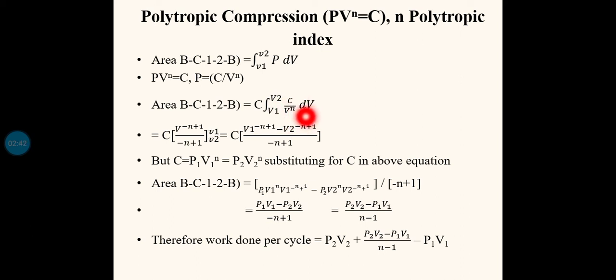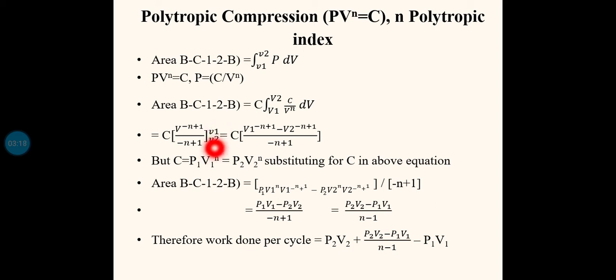Now C is a constant, therefore it can be taken outside the integral, that is what is done here. So this term becomes C into integral V1 to V2 of 1 by V raised to n dV. Now integrating, actually 1 by V raised to n is V raised to minus n. So the total term becomes C into integral V1 to V2 V raised to minus n dV. As we know, integral of x raised to n is x raised to n plus 1 by n plus 1. So integral of V raised to minus n becomes V raised to minus n plus 1 divided by minus n plus 1, and the limits are V2 to V1.